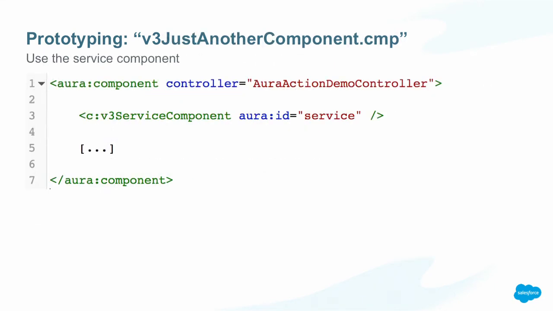And now I really want to use this component. So how can I use another component? Just define it in the markup, as you do all day long. So I just say c:V3ServiceComponent. I give it an ID so that I can reference it later on. And so I already used it.